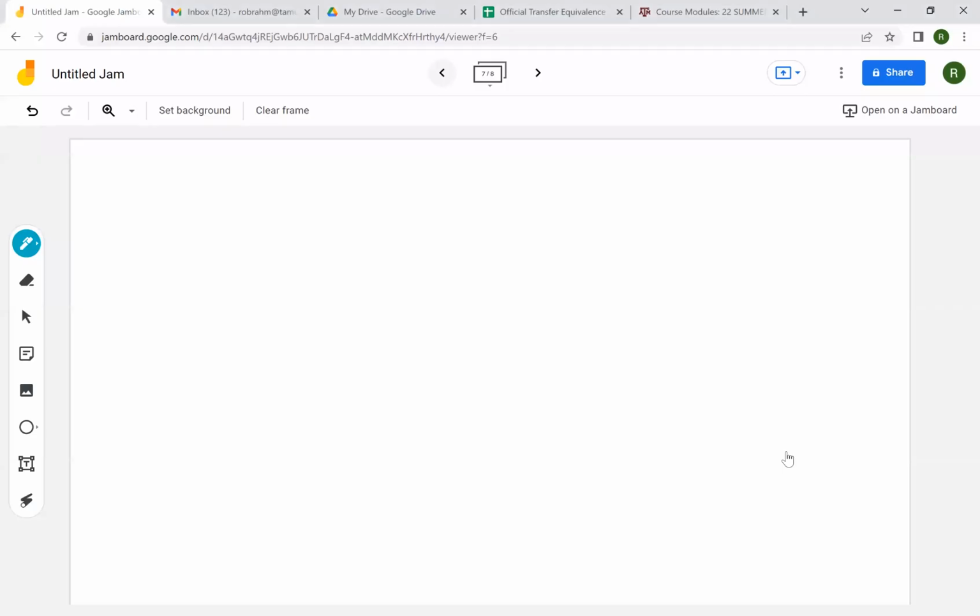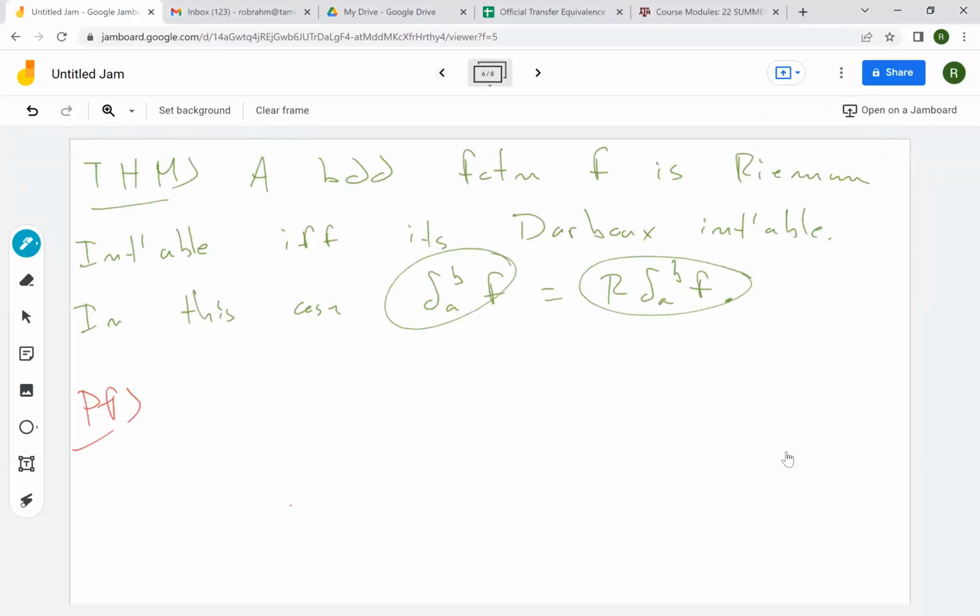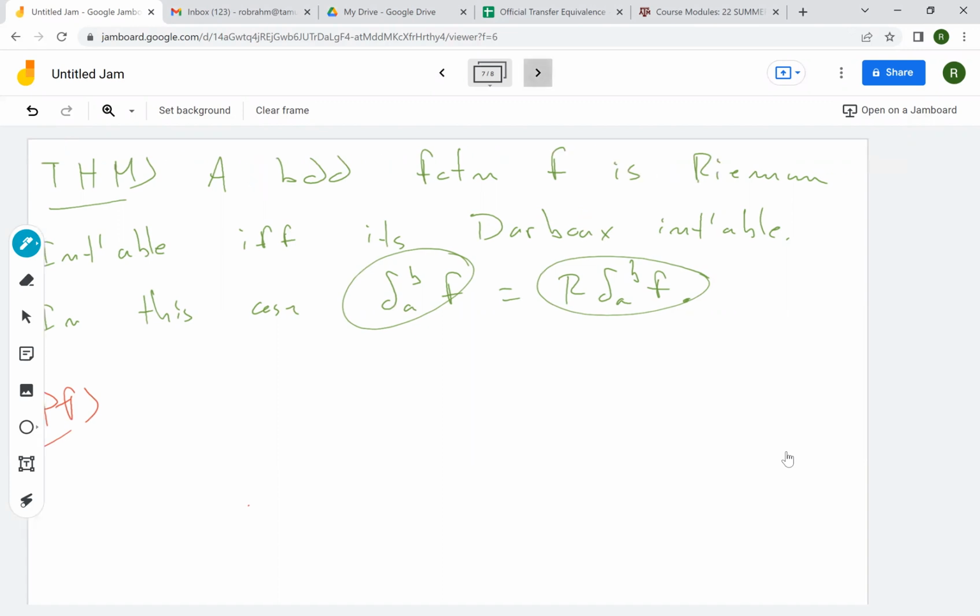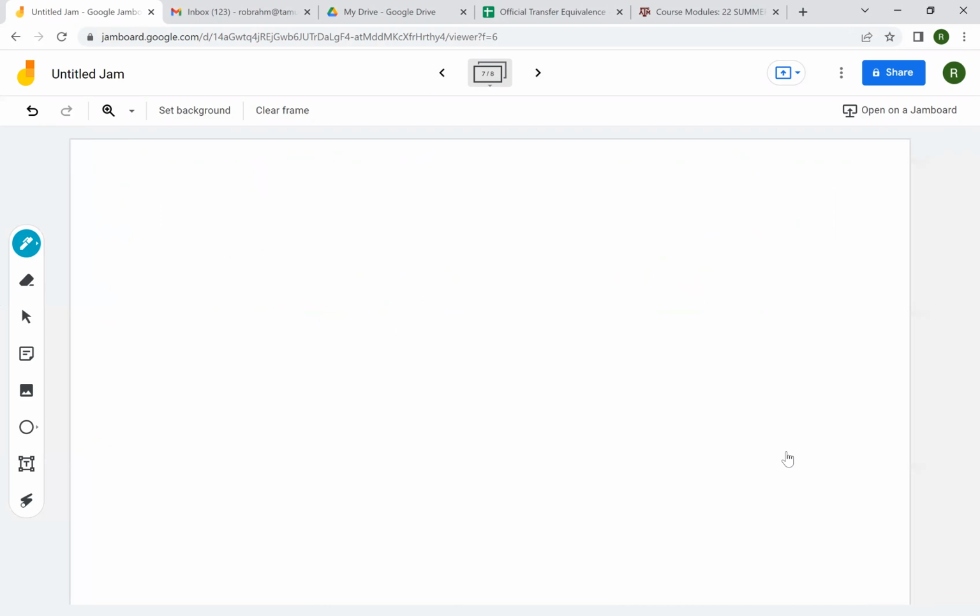Okay, in this video, we want to prove this theorem. We want to prove that a bounded function is Riemann integrable if and only if it is Darboux integrable. And in this case, the Riemann integral is equal to the Darboux integral. All right, so let's look at the case. This is a bidirectional thing here.